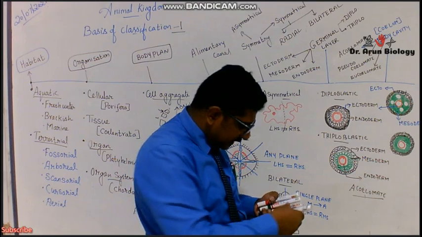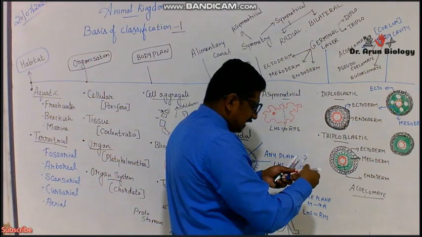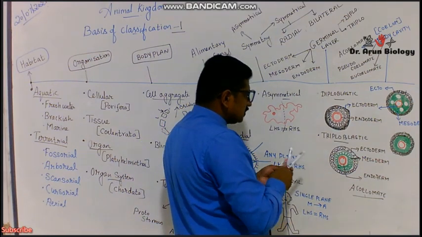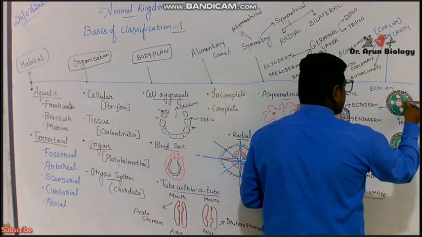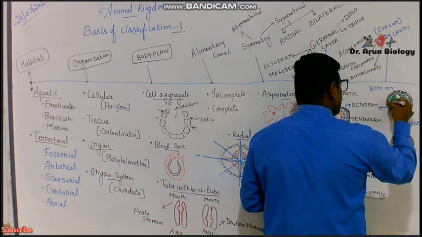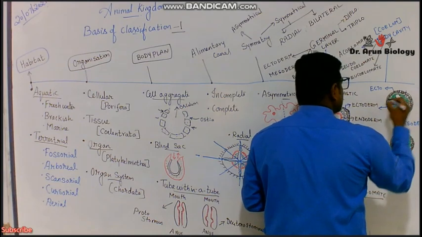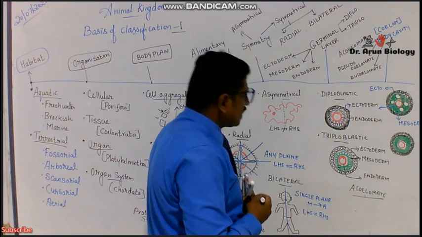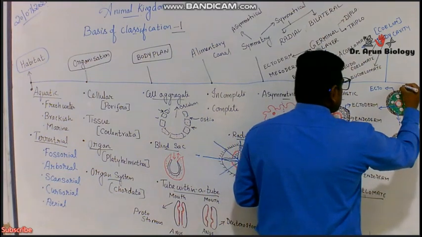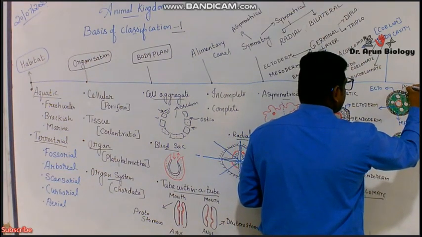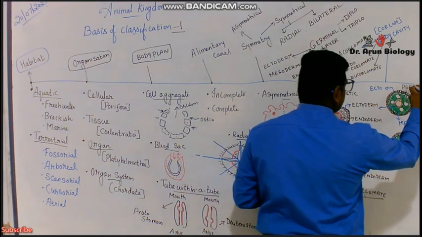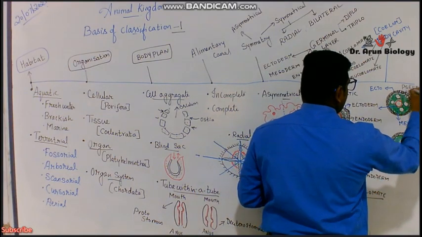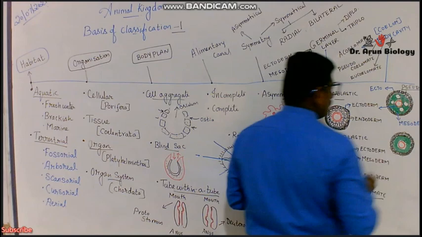The body cavity is there, the same diagram only, I am just making a differentiation. So in this, they are there in the form of scattered pouches. The body cavity is there in the mesoderm in the form of scattered pouches. Since there are scattered pouches, they are called pseudocoelomate.